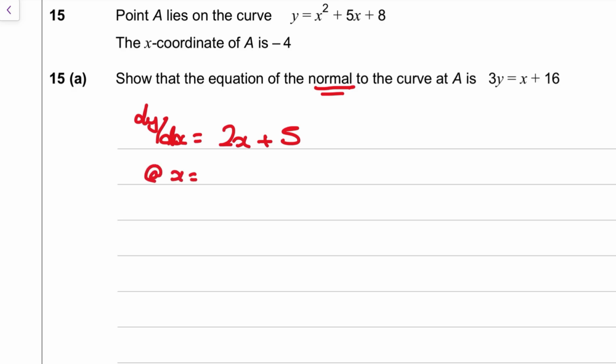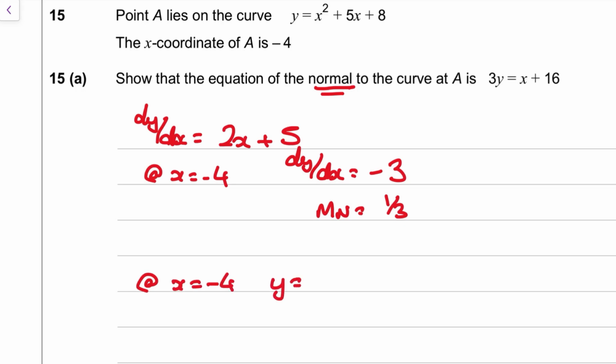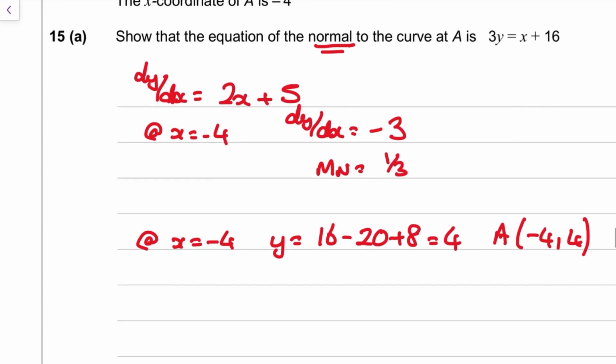So at x equals minus 4, dy/dx equals, well, 2 times minus 4 is minus 8. Minus 8 plus 5 is minus 3, which means the normal gradient is equal to a third. I need the y value, don't I? Yes, okay. So at x equals minus 4, y equals minus 4 squared, which is 16, minus 4 times 5 is minus 20, plus 8. 16 plus 8 is 24, minus 20 is 4, which means my A is minus 4, 4. Good, okay.